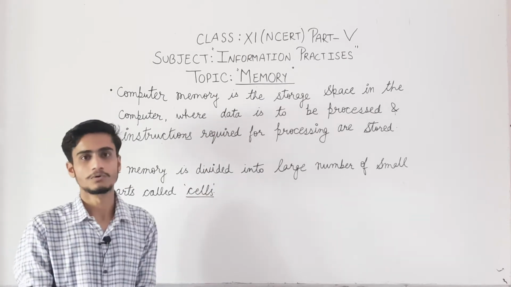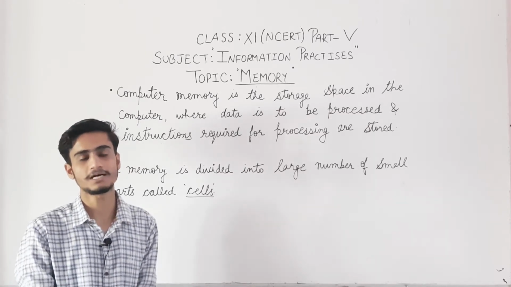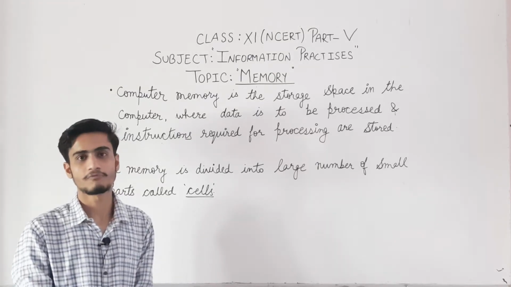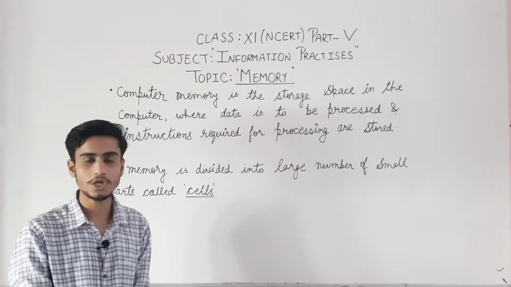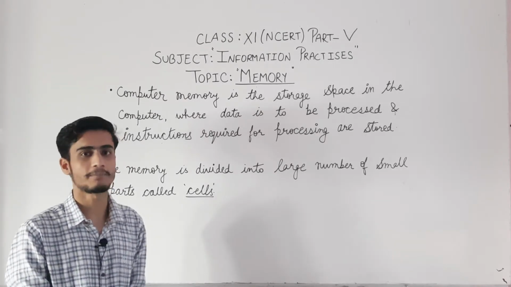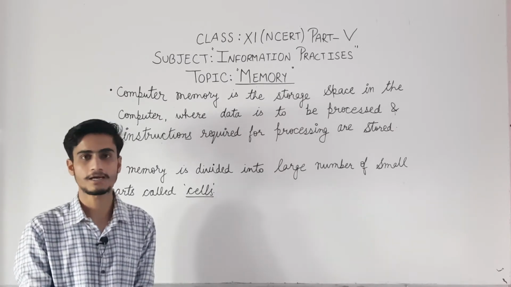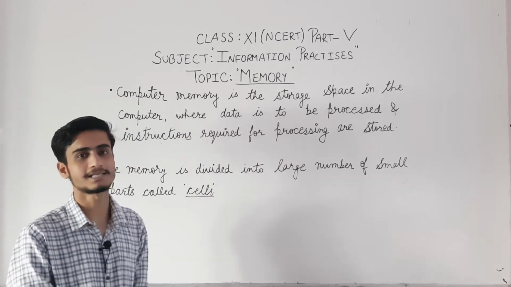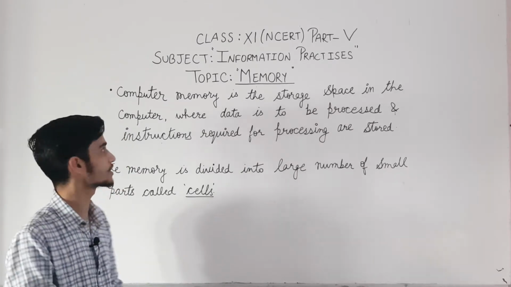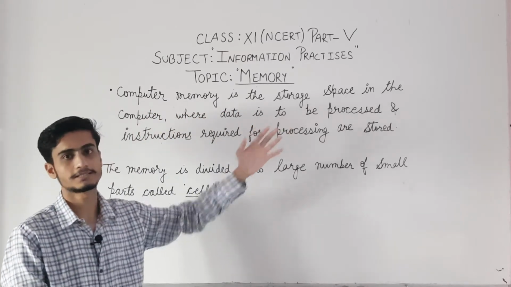Memory. A computer system needs memory for storing the data and doing the processing work. Whenever we talk about memory, we are talking about the main memory, or the primary memory, because firstly all the data is stored in the primary memory. If we want to store the data permanently, we talk about the secondary memory, or secondary storage.